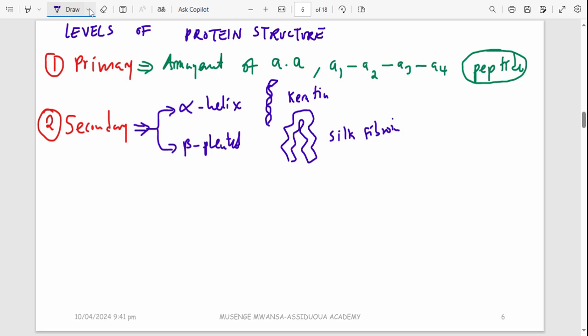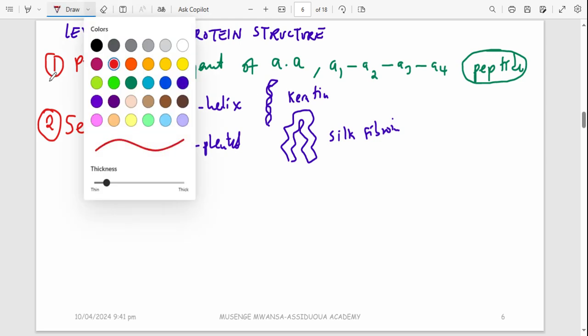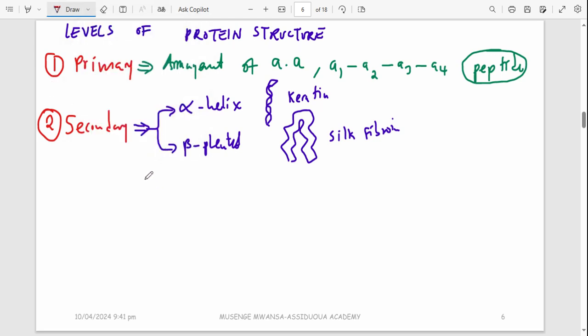Now there are different bonds that will be able to stabilize the secondary structure. Apart from peptide bonds, you can't have secondary structure without primary, meaning that secondary structure also has the peptide bonds. But apart from peptide bonds, we have additional bonds, and those include hydrogen bonds. And actually, hydrogen bonds are the most important when you're talking about a secondary structure.